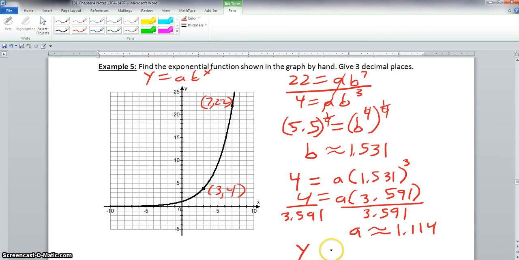So now we will write this as the equation. So we have y is equal to, our a value is 1.114. Our b value is 1.531. And it'll be to the x power. And this will be our final answer.